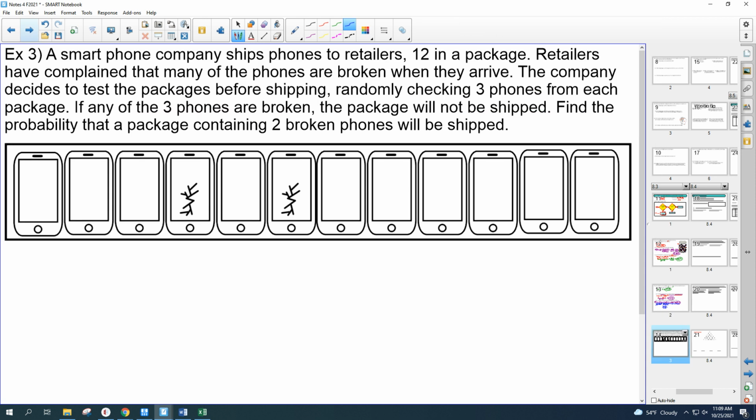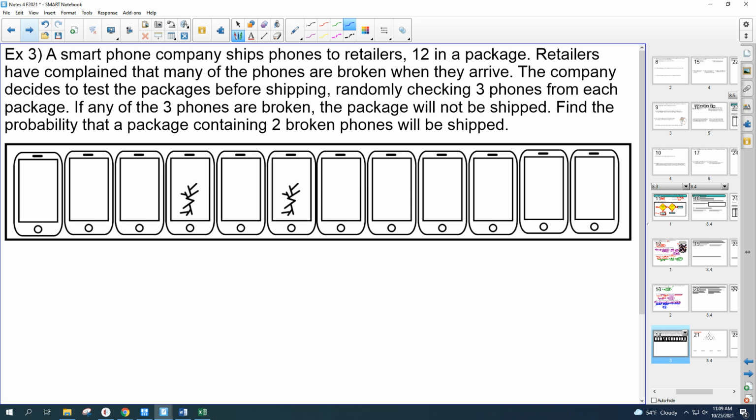Next question. Number 3, a smartphone company ships phones to retailers, 12 in a package. Retailers have complained that many of the phones are broken when they arrive. The company decides to test the packages before shipping, randomly checking 3 phones from each package. If any of the 3 phones are broken, the package will not be shipped. Find the probability that a package containing 2 broken phones will be shipped.